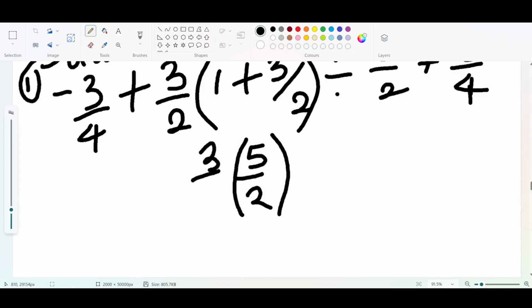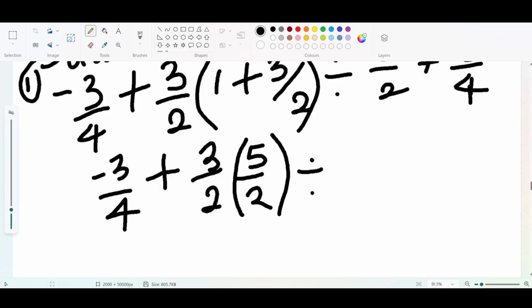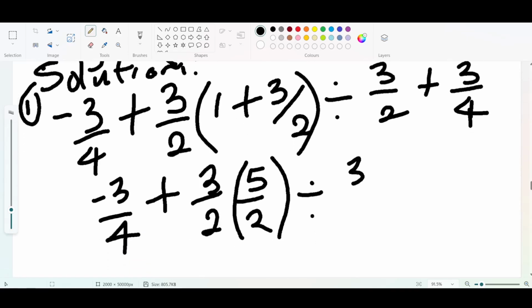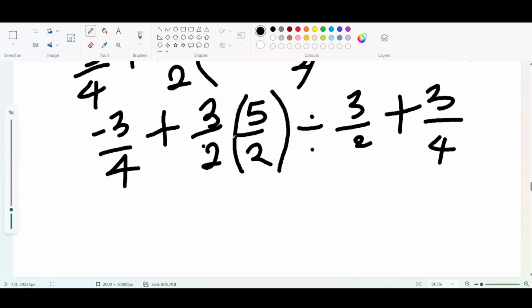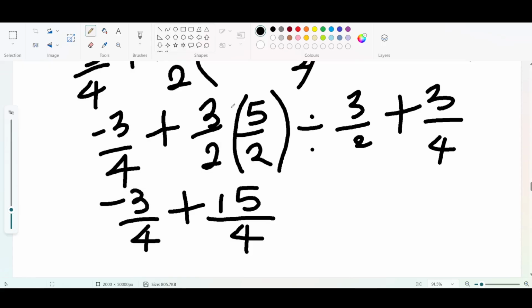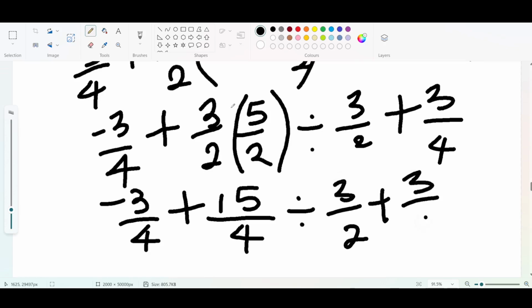So 3 all over 2. We just write down every other one because we have not yet reached their stage. When we get to their stage, we're going to resolve them. At this point, we'll open the bracket with the fraction. So 3 times 5, 15, 2 times 2, 4. So this is going to be 15 all over 4, minus 3 all over 4, and this is going to be 3 all over 2 plus 3 all over 4.